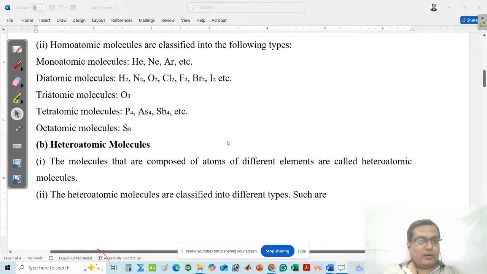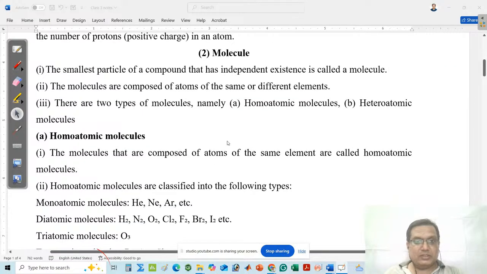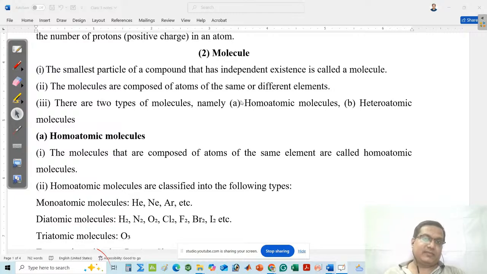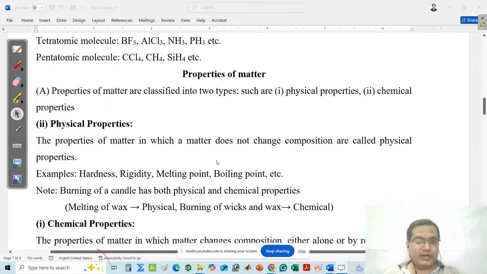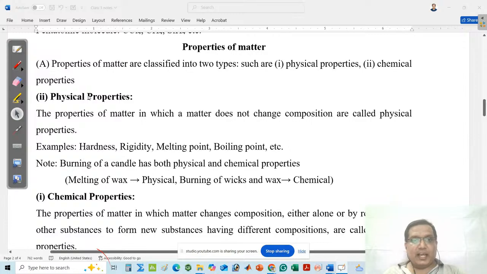These are all about the molecules and different types of molecules. Again, I will recap. A molecule is the smallest particle of a compound. A molecule is made by the same or different elements. Same elements means homo, different elements means hetero. These are examples of homo, these are examples of hetero. Next, I will move to the properties of matter.